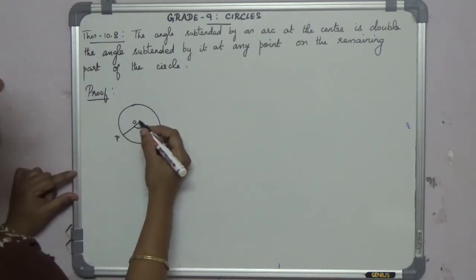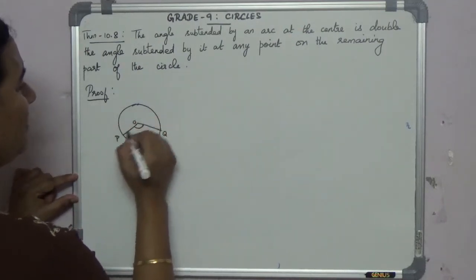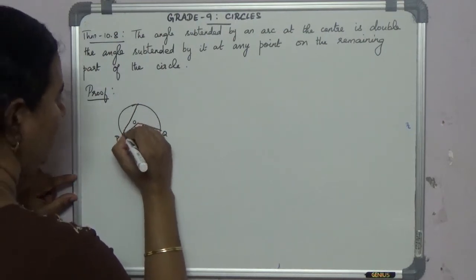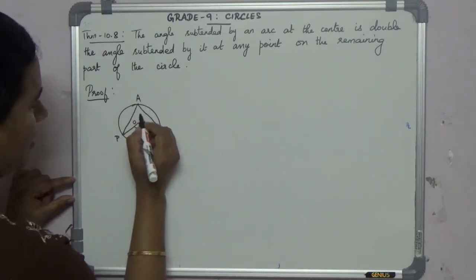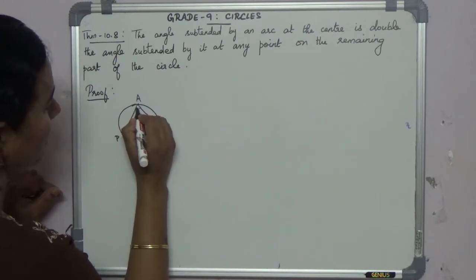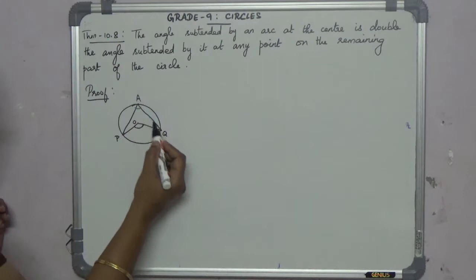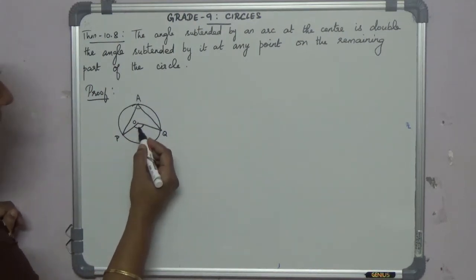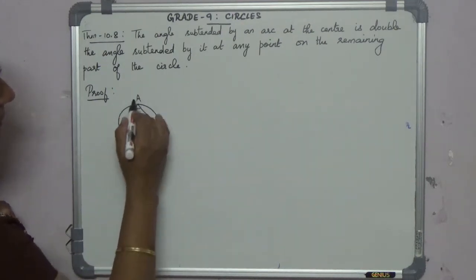It is double the angle subtended by it at any point. Take any point on the remaining part of the circle. Now join this. Let this point be A. Now this is double this angle. That is angle PAQ is half of angle POQ. So angle POQ is double the angle PAQ.